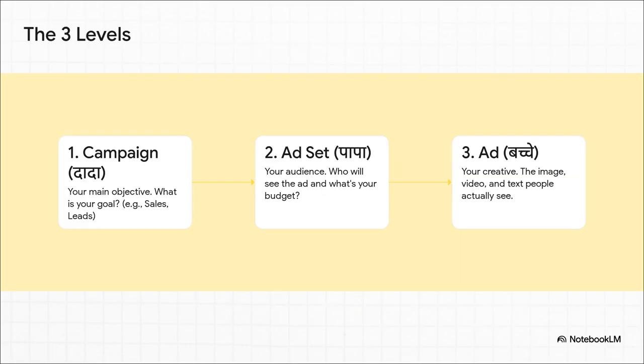So here's how that family tree actually works in practice. At the very top, you have the campaign level. That's the grandfather. He sets the one main goal for everybody, like get more sales or find new leads. Simple. Under him, you've got the ad sets. Think of them as the parents. You can have a few different ad sets, each targeting a totally different audience with its own budget. And finally, each ad set has the ads, the children. These are the different creatives, the actual images, videos, and text that you show to that specific audience. See? This structure gives you total control, but it's really logical.